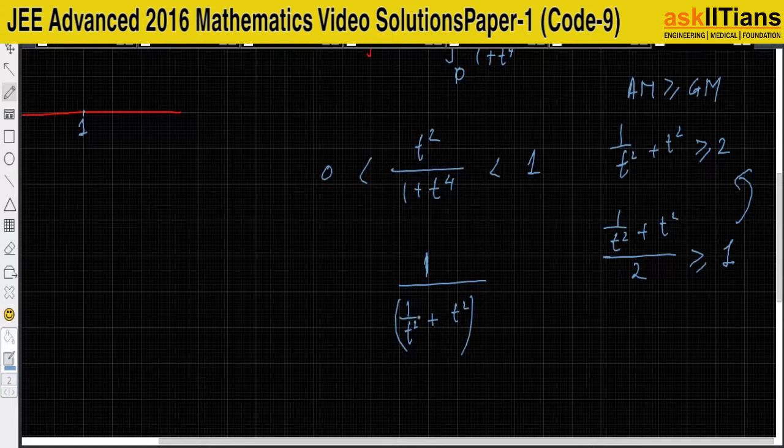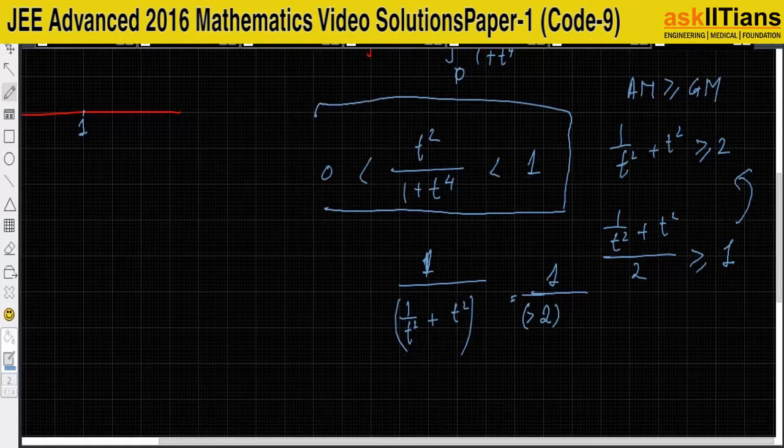So if the denominator is greater than or equal to 2, then this quantity is 1 divided by some quantity which is greater than or equal to 2, so it will always be less than 1 only. 1 by 2, 1 by 3, 1 by 10, 1 by 11, 1 by 12, all of them are less than 1. So this quantity is always between 0 and 1, this much we know.